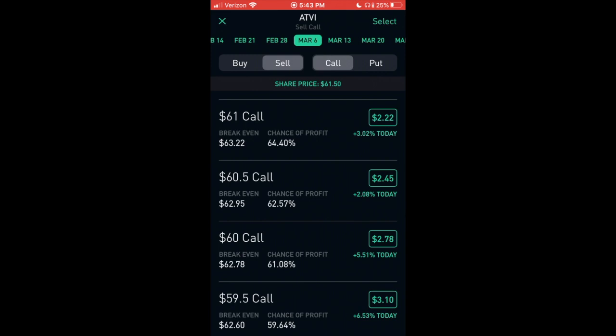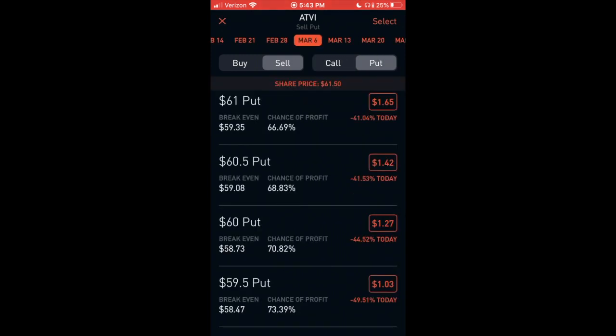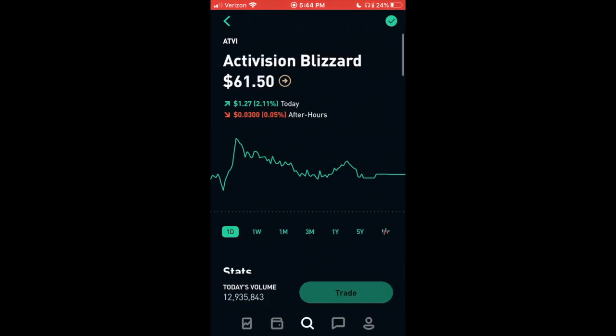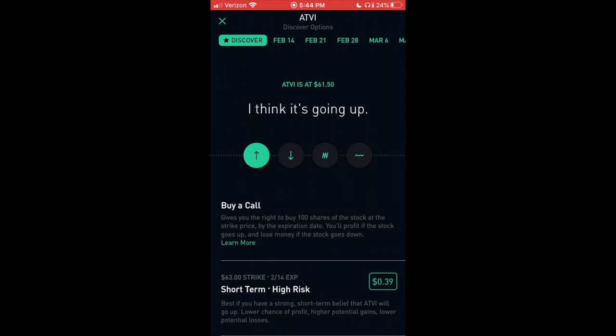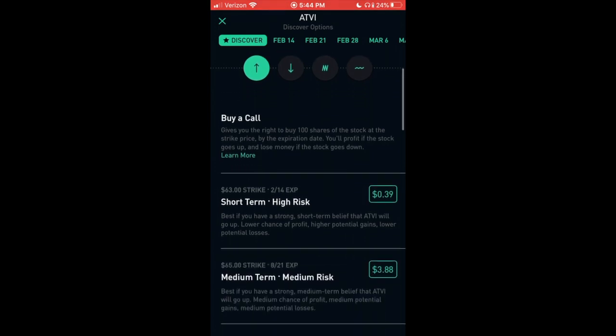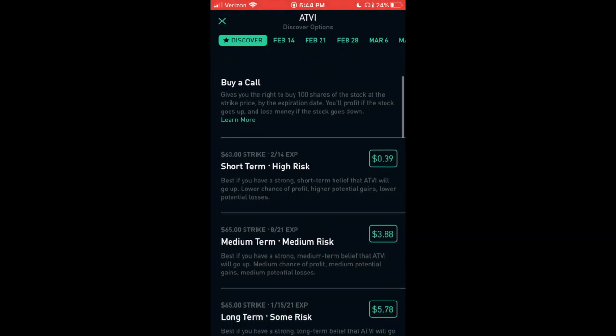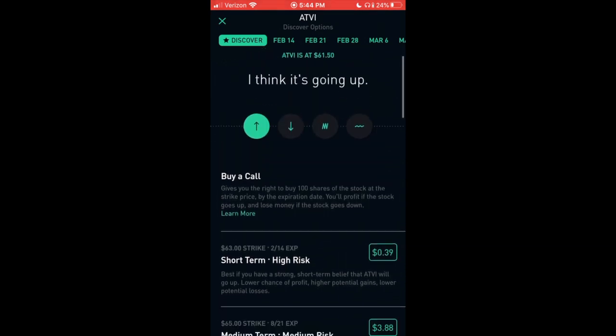Sometimes on Robinhood, they'll actually show this. But we'll just take a quick look at the Discover tab on Robinhood. So looking at the March 6th option chain at the $61 price point, I'm going to go to the Discover tab. So again, back to Activision, Trade Options, Discover tab is going to be here towards the top left with the star. So same thing that we just went through on the option chain. Robinhood just makes it a lot cleaner looking with the Discover tab.